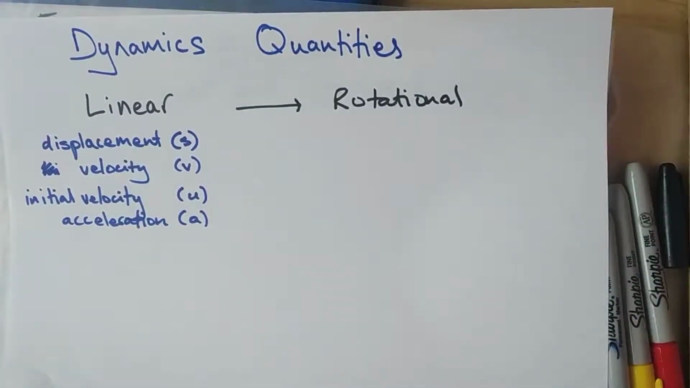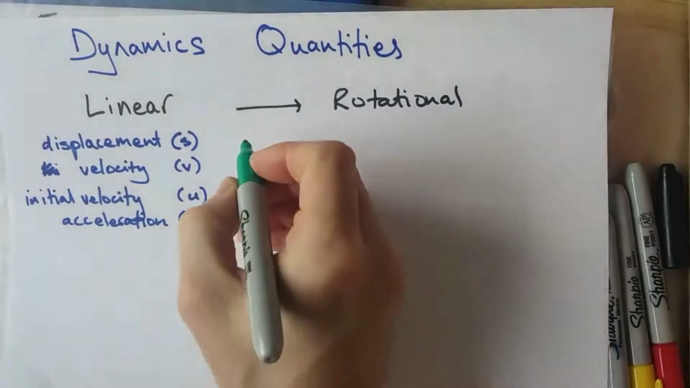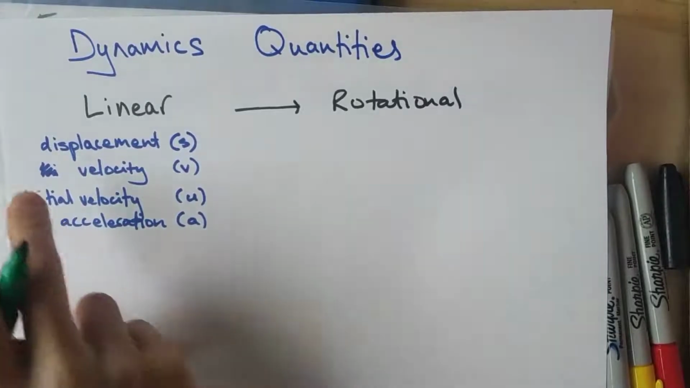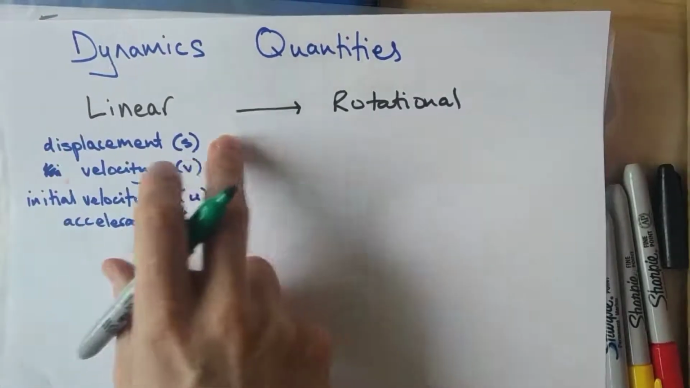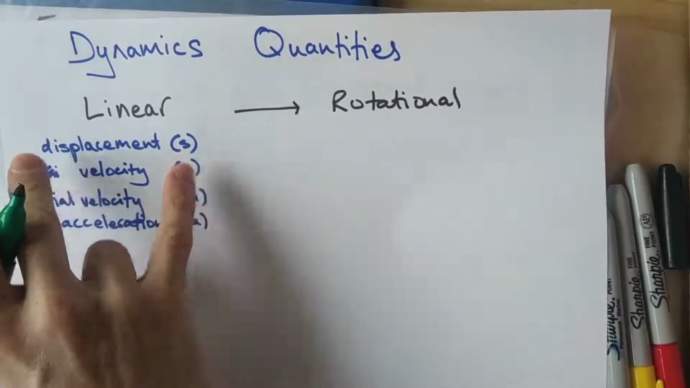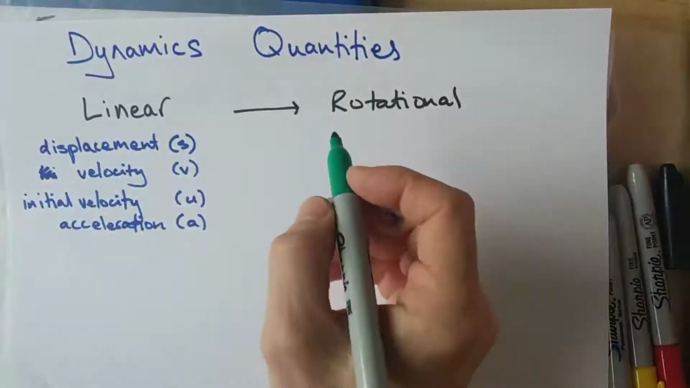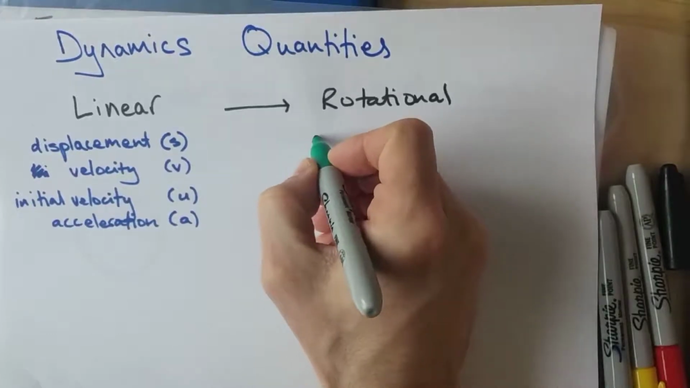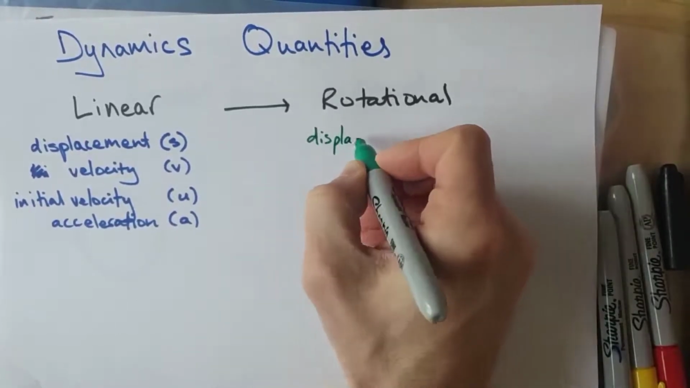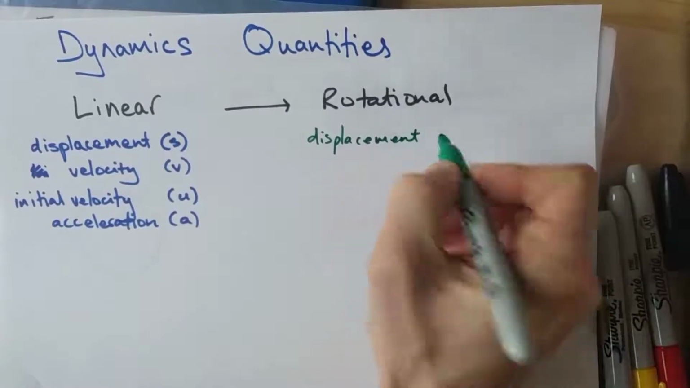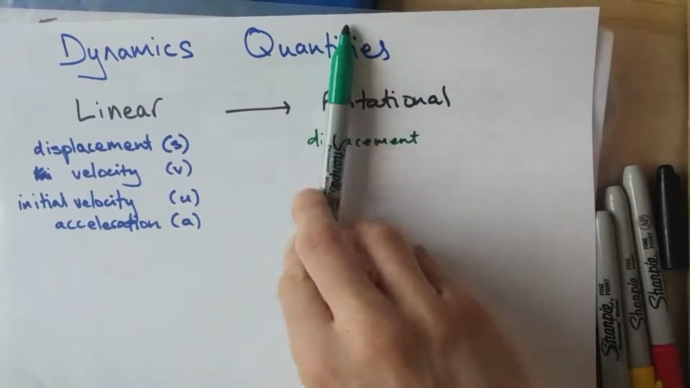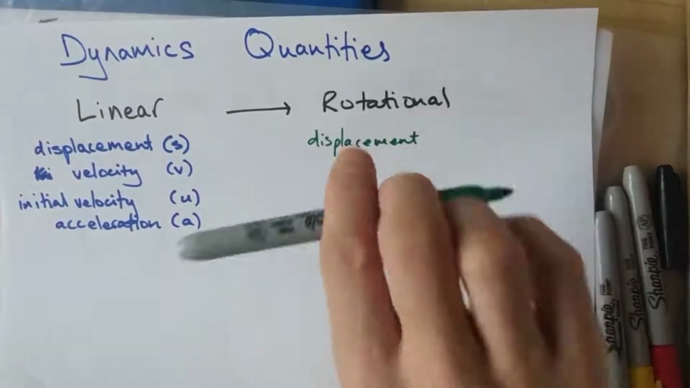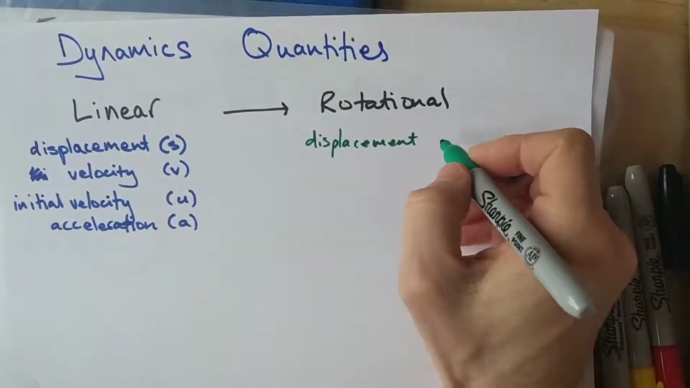Well, all of these things have a rotational analogue, and basically we just add the word rotational to the front. So if you think about the distance that an object travels from A to B, its linear displacement, you can think about its rotational displacement. So we have rotational displacement. And how are we going to measure that? Well, if you think about something moving through rotation, the best way to describe how far it's gone is to think about the angle that it's subtended. So we're just going to measure an angle. So we can use theta.